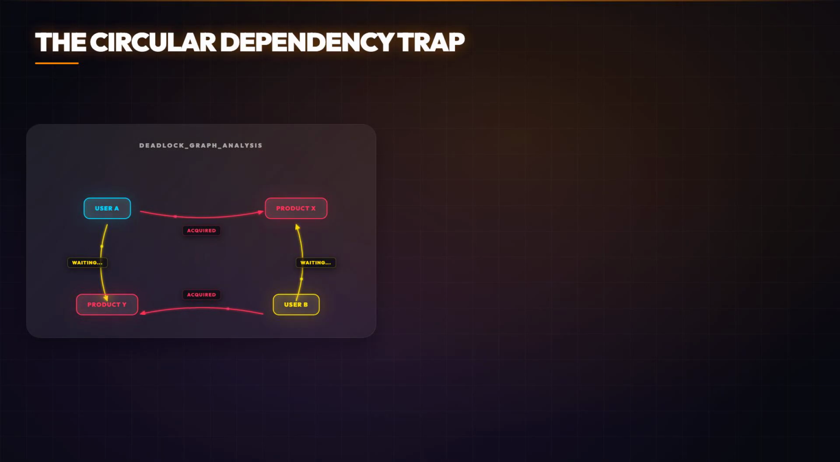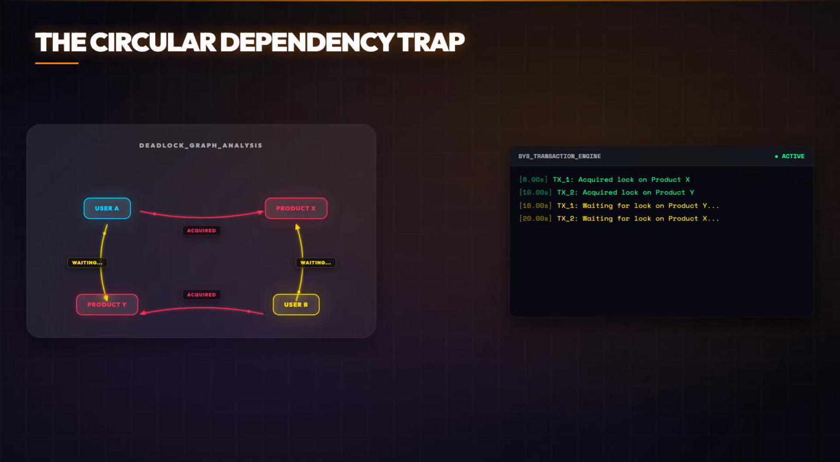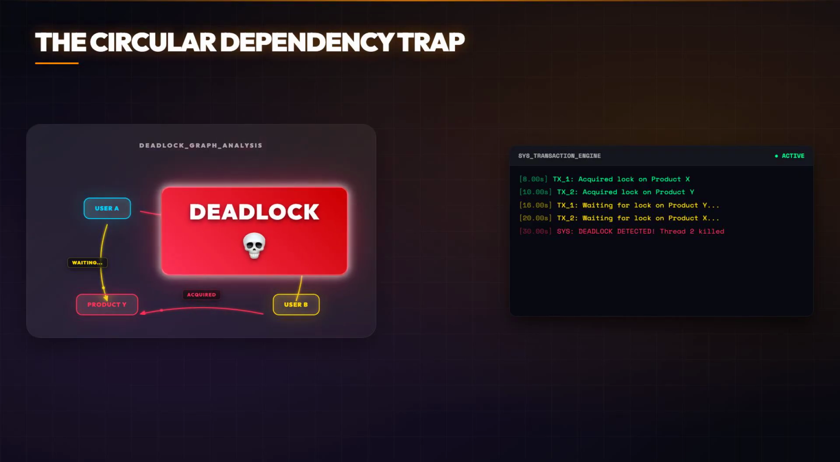The database engine eventually realizes the circular dependency, plays God, and kills one transaction to save the system. The victim gets an exception, and you're left to pick up the pieces. To avoid this, you'll need shorter transactions, lock timeouts, or sophisticated retry logic, because even with consistent ordering, complex race conditions are always lurking.